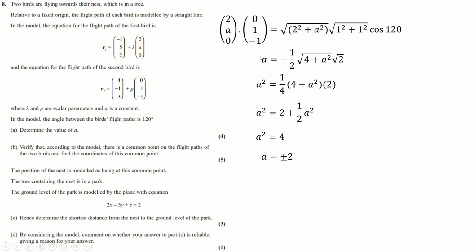Well, you go back up to here and you realize, well, that's positive, that's positive, that's positive, and there's a negative in front, so a must be negative for this here to make any sense, so a is -2 is the only correct solution here.